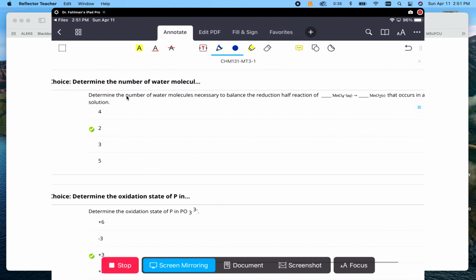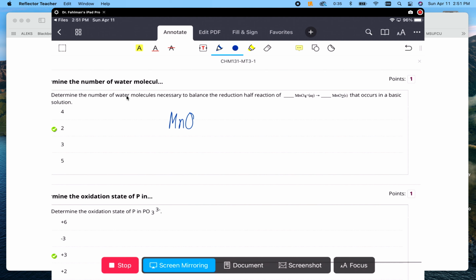This one, number of water molecules for this half reaction. So I think this one might have been exactly from the... No, I guess this is different. I was thinking it was from the practice midterm, but this is in a basic solution. So MnO4 minus goes to, and I think it's different. We just had Mn2+ in the other practice exam, but it's similar concept.